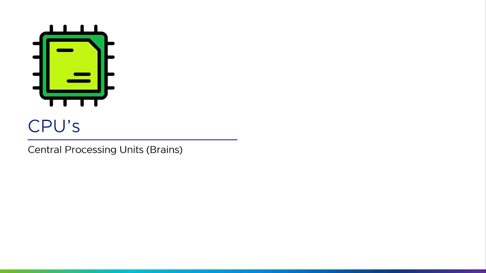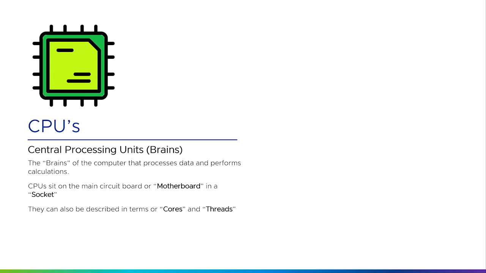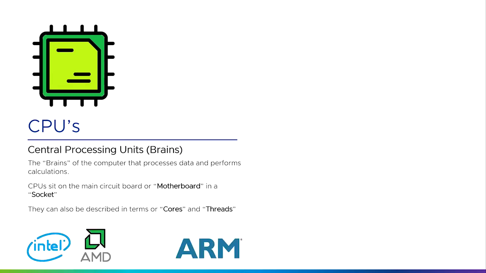The next thing, probably the most important thing in the computer now, is the CPU, or the central processing unit, which most people would refer to as the brains of the computer. This brain of the computer processes data and performs calculations, and this CPU sits on the main circuit board or motherboard in what we call a socket. And we can also describe these processes in terms of cores and threads. And you'll also again see some common names, people like Intel and AMD or ARM, or companies you'll commonly associate with things like CPUs or central processing units.